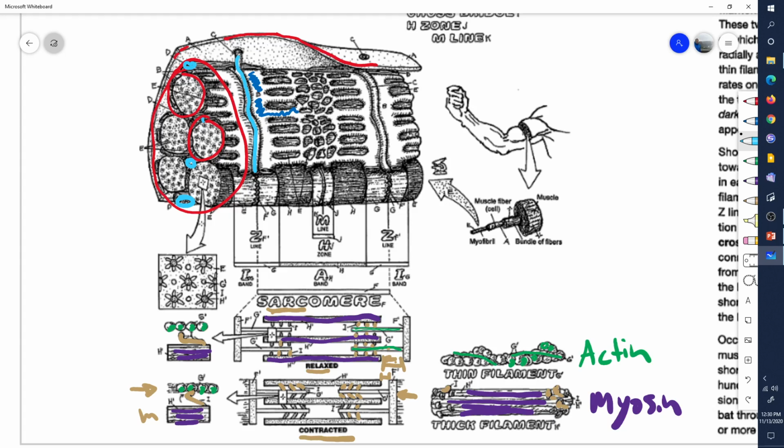Well, the sarcomere needs energy to contract, particularly right here at the cross bridge, in order to pull this actin filament in this direction. Where does that energy come from? It comes from a molecule called ATP. We'll learn more about that later, but that ATP is manufactured in these mitochondria, in between the myofibrils.